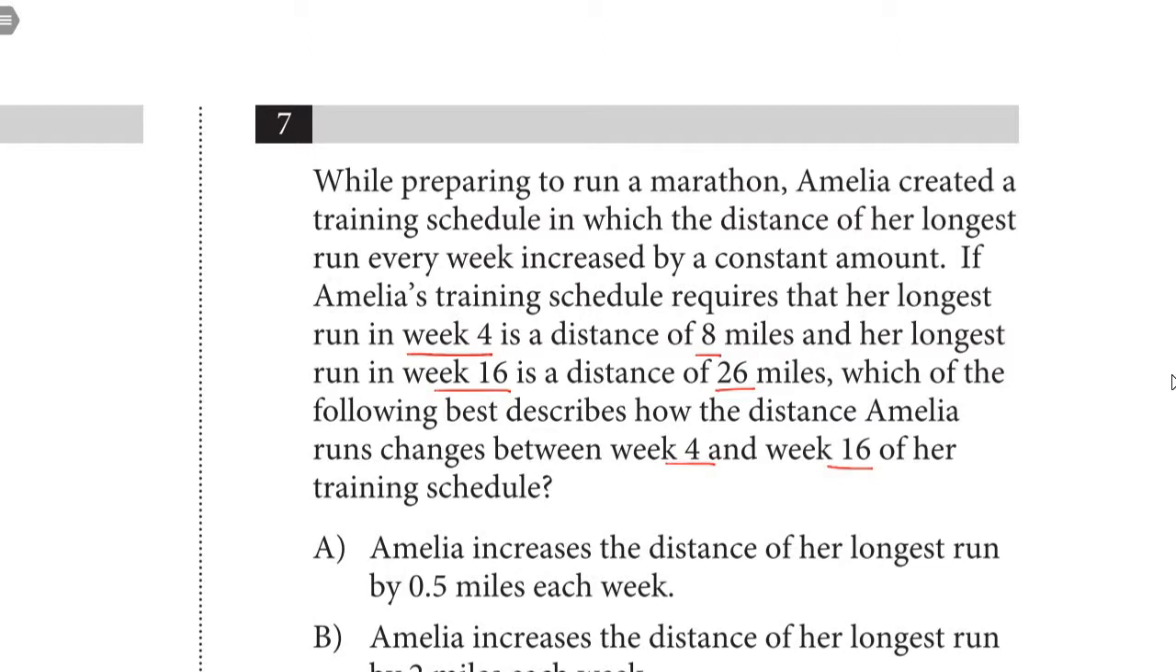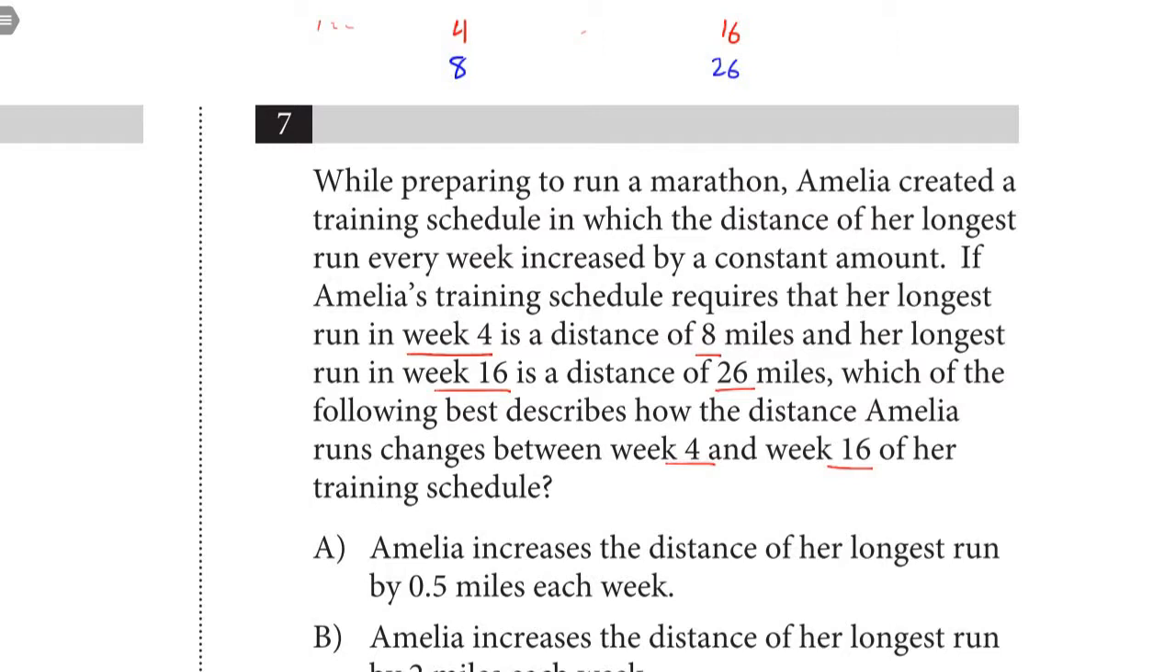Now they're telling us about week 4 and week 16. Let's assume that's week 4 and 16, with weeks 1, 2, 3 and all the weeks in between, but we're only interested in week 4 and 16. At week 4, she wants to be running her longest run at 8 miles, and at week 16, she wants her longest run to be at 26 miles.